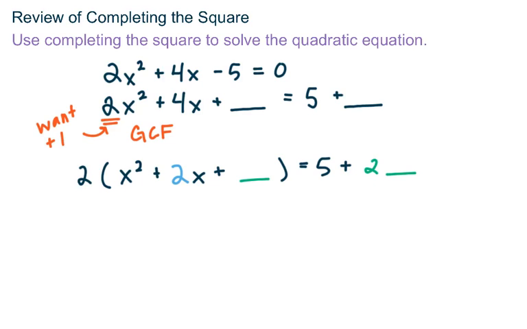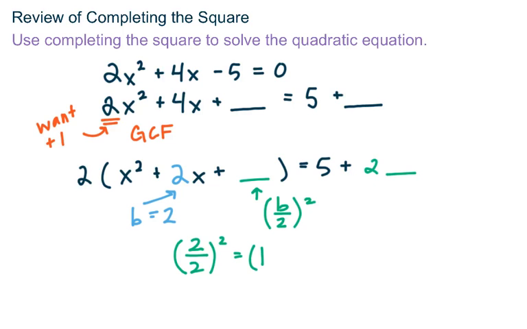Now we need to look at determining what this magic number is. We'll always be able to determine that by saying b divided by 2 quantity squared. Now what is my b value? Here I have that b equals positive 2. So 2 divided by 2 squared is 1 squared, or 1.